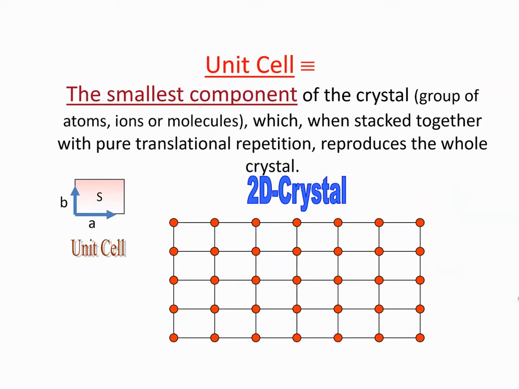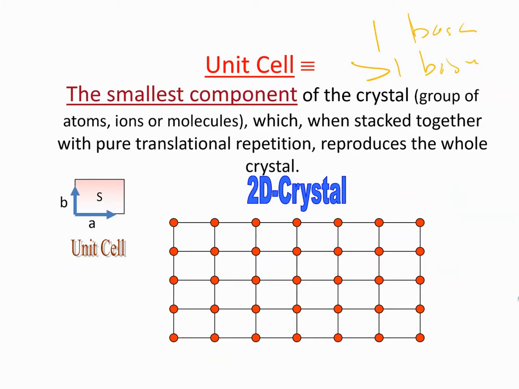So next, unit cell. I think you heard me mention this term a few times, the unit cell. So what is the definition of the unit cell? The unit cell basically is the smallest component of the crystal, the group of atoms, ions, or molecules, which when stacked together with pure translational repetition, will reproduce the whole crystal. Okay, the unit cell can have one basis or more than one basis. It can have one lattice point or more than one lattice point, doesn't matter.